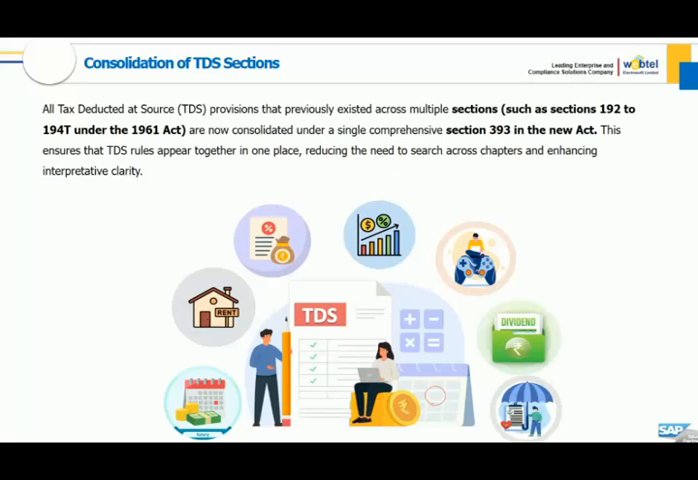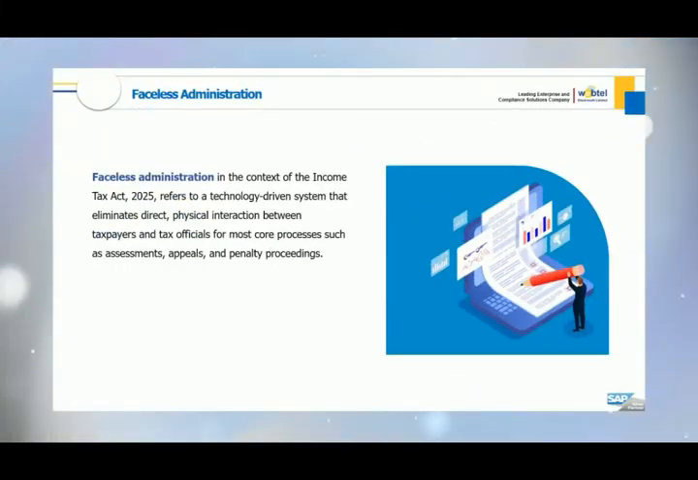Consolidation of TDS sections. Earlier, TDS provisions were spread across sections 192 to 194T, making compliance complex. The new Act consolidates all TDS provisions under Section 393, placing all rules in one location. This improves clarity, reduces search effort, and simplifies compliance for taxpayers and businesses.